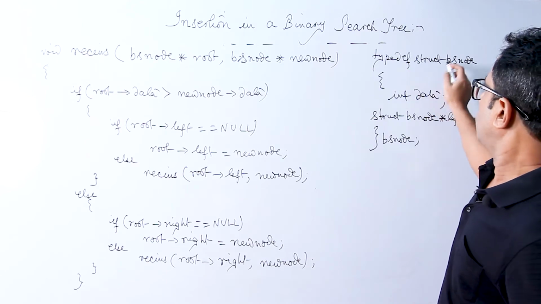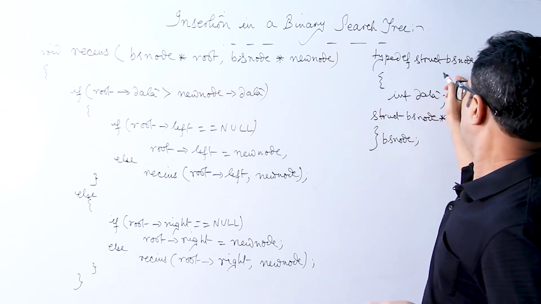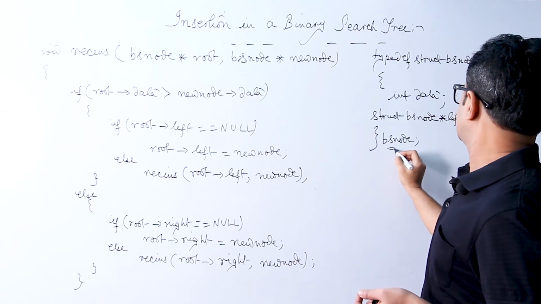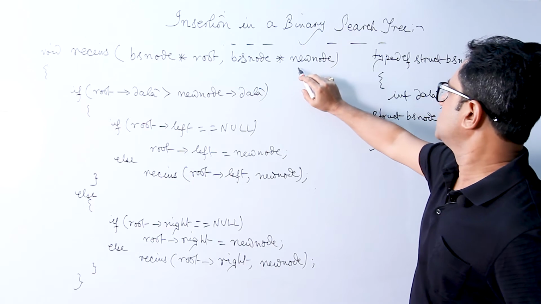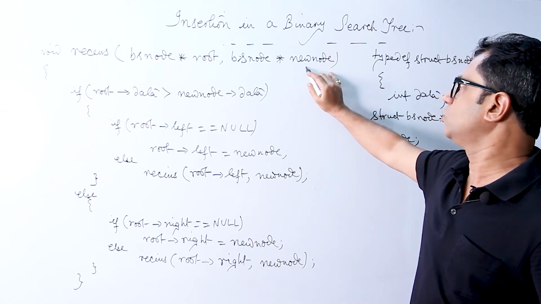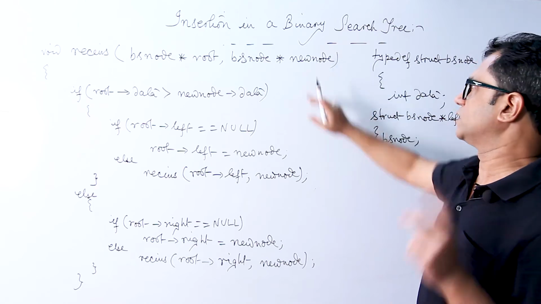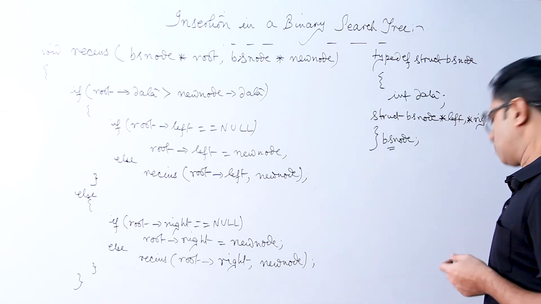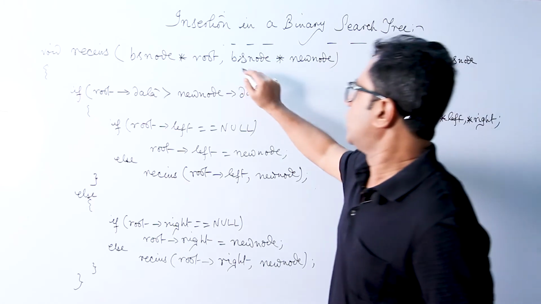In the function, what we will take as arguments are a pointer to this BSnode structure, that is the root, and another pointer to the BSnode structure, that is the new node. What is the new node? This new node is the node which is to be inserted into the existing binary search tree. So these are the two arguments.